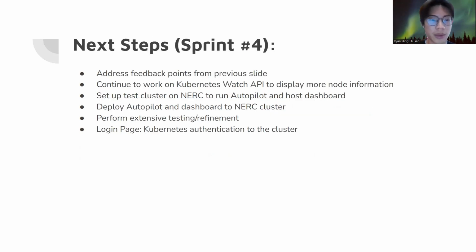Steps for our next sprint: we want to address feedback points from the previous slide and continue to work on the Kubernetes Watch API to display more node information. And hopefully we'll get our access to the NERC cluster. So we will set up a test cluster on NERC to run Autopilot and host the dashboard, and then deploy Autopilot and the dashboard to the NERC cluster, where we will then perform extensive testing and refinement, and then hopefully get the OpenShift authentication to the cluster.